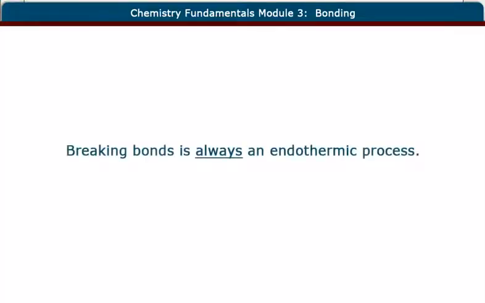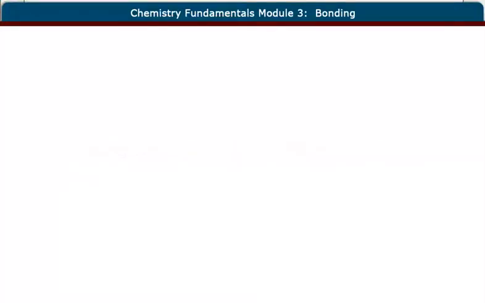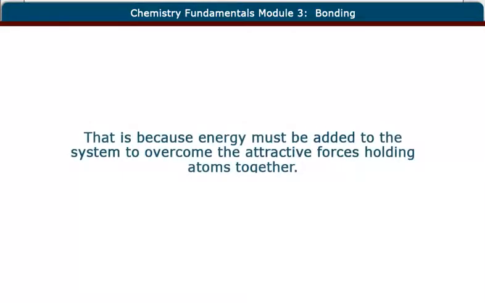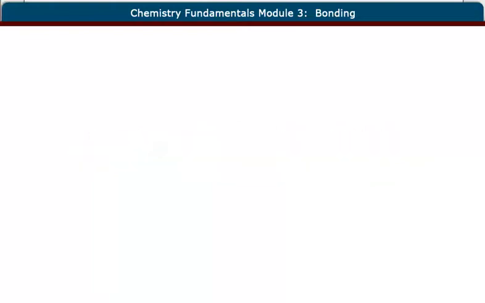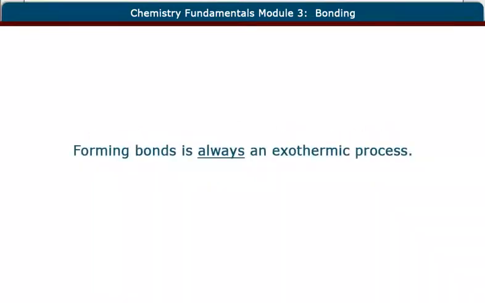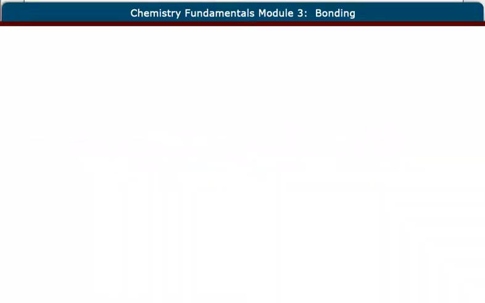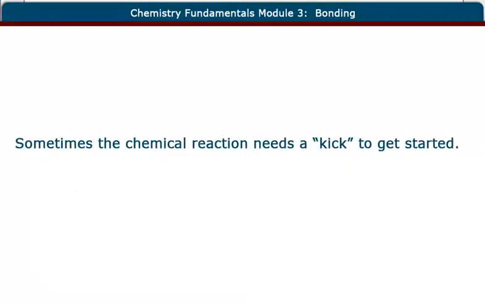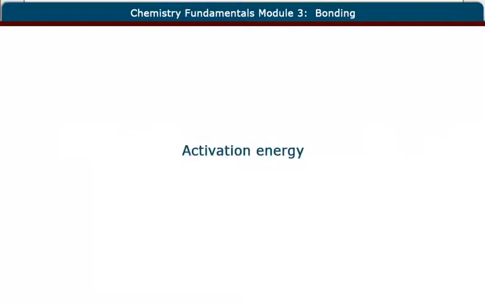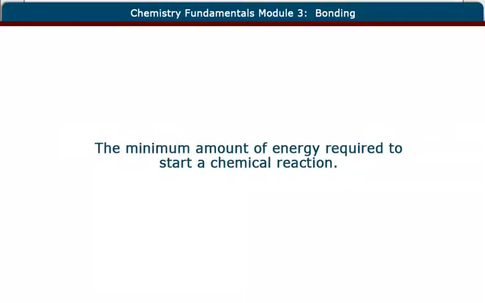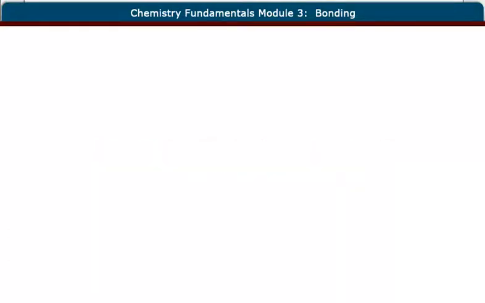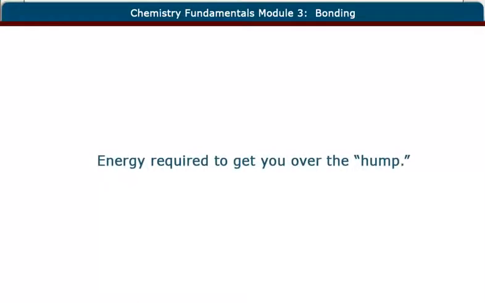Breaking bonds is always an endothermic process. That is because energy must be added to the system to overcome the attractive forces holding atoms together. Forming bonds is always an exothermic process. Sometimes the chemical reaction needs a kick to get started. Activation energy is defined as the minimum amount of energy required to start a chemical reaction. Energy required to get you over the hump.